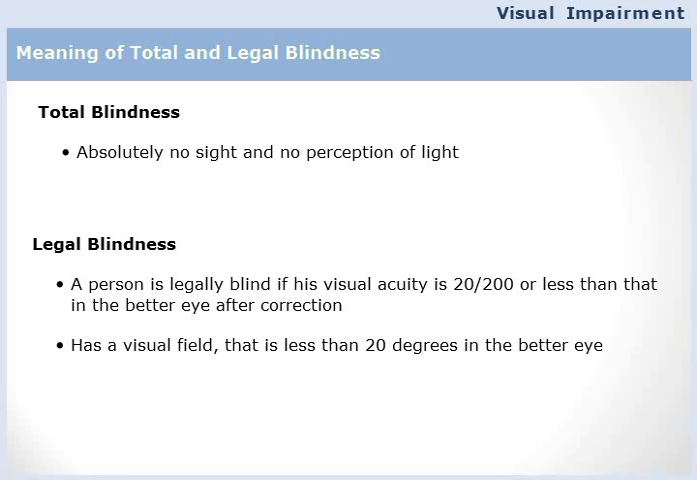Let us understand what is legal blindness. A person is called legally blind if his visual acuity is less than 20 by 200 in the better eye and his field of vision is less than 20 degrees. What do we mean by 20 by 200 visual acuity? Visual acuity is basically with what clarity a person can see. What a normal sighted person can see at a distance of 200 feet, a visually impaired person can see the same thing only at a distance of 20 feet. That means he has to come so much closer to the object to see it.